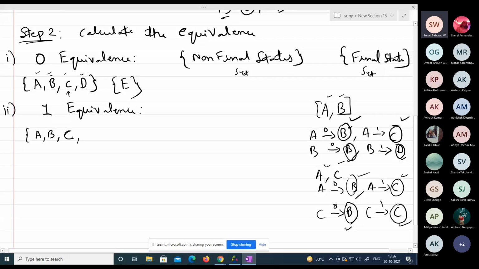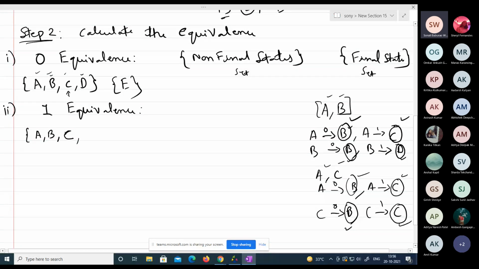Now I don't have to check further. One point to remember here is that you are making a group, and every time you compute an equivalence, whether it is one equivalence or two equivalence, you have to check whether those states are present together in one group or belong to some other group. If they are present in the same group, only then we can include them. Otherwise, we'll have to form a new group. So ABC are present, we are done with it.